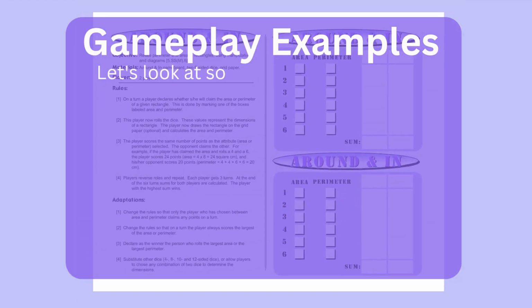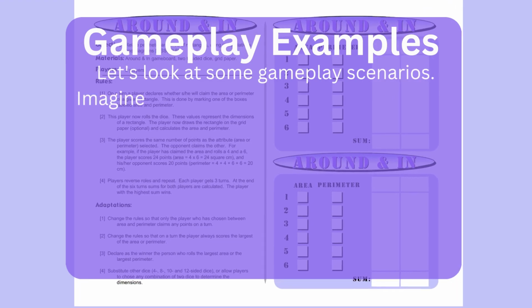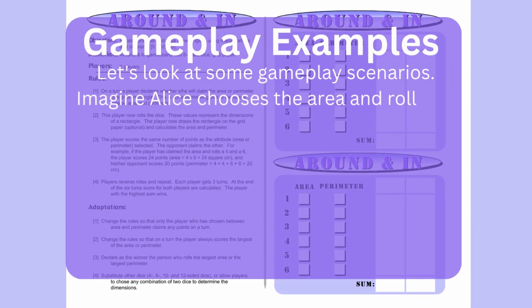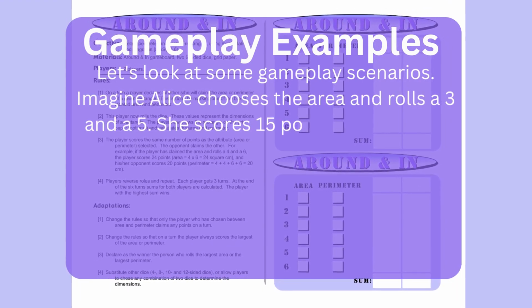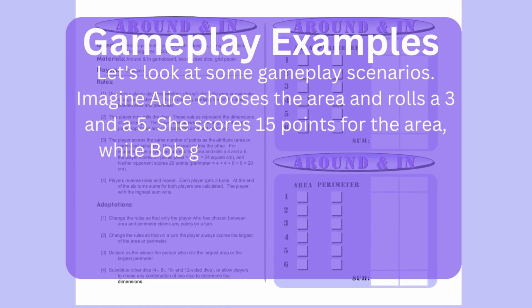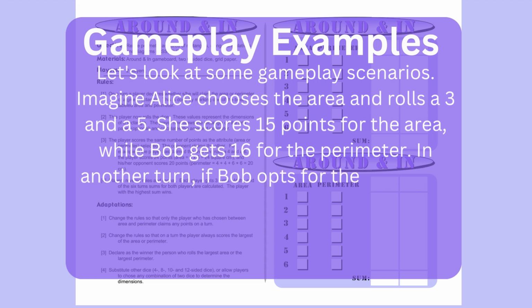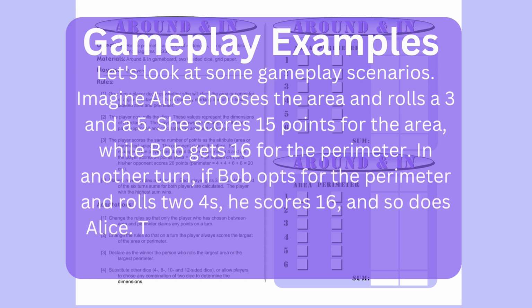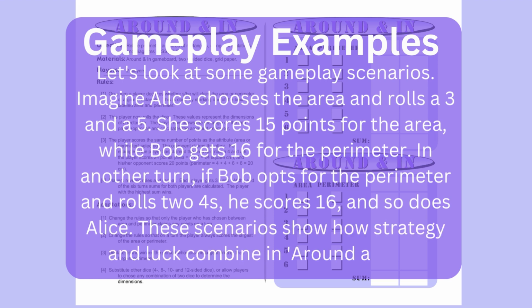Gameplay examples. Let's look at some gameplay scenarios. Imagine Alice chooses the area and rolls a 3 and a 5. She scores 15 points for the area, while Bob gets 16 for the perimeter. In another turn, if Bob opts for the perimeter and rolls 2 4s, he scores 16, and so does Alice. These scenarios show how strategy and luck combine in Around and In.